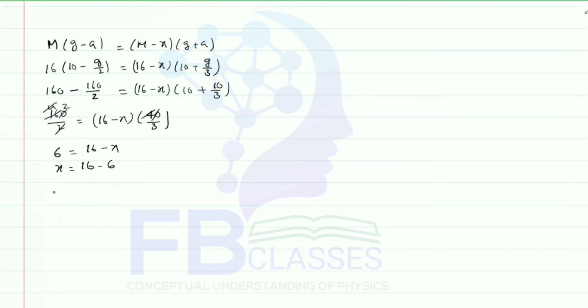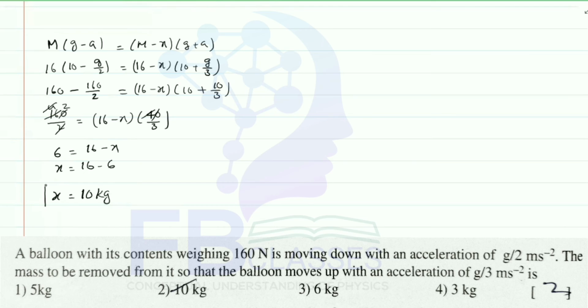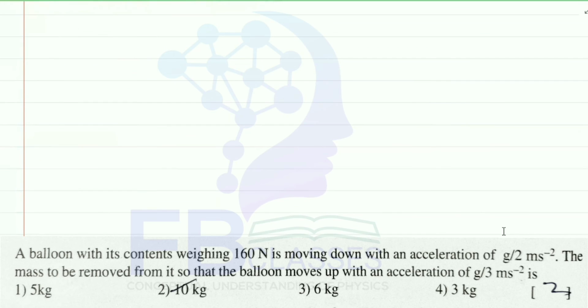Now what is the value of x? x is equal to 16 minus 6. So x is equal to 10 kg. That is our answer. The correct option is the second option.